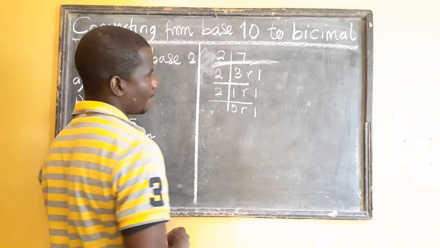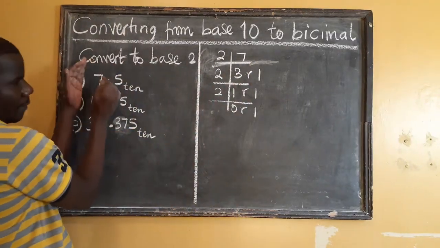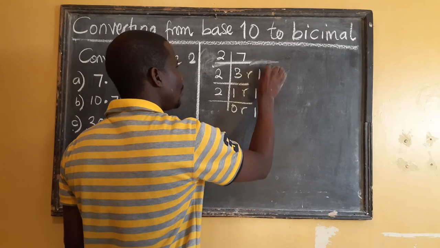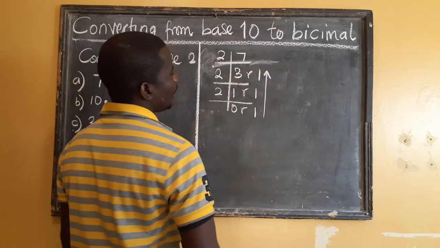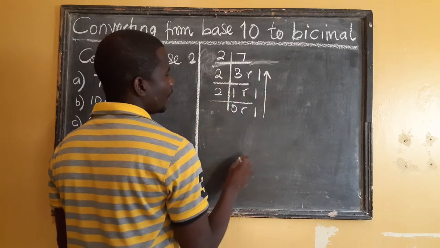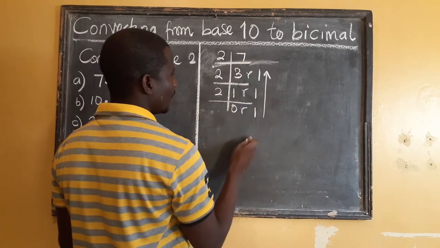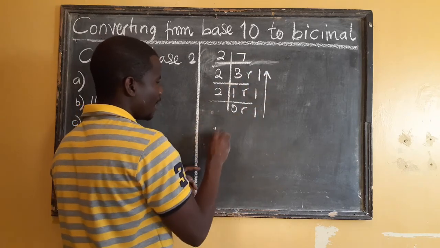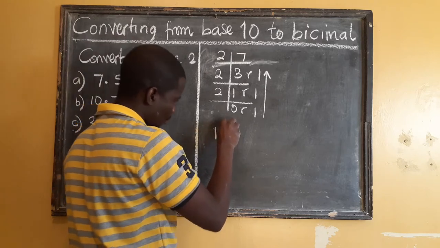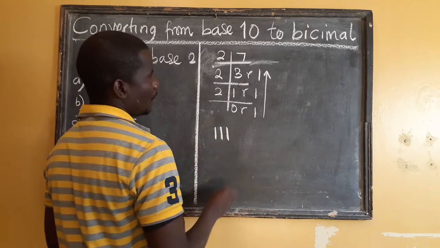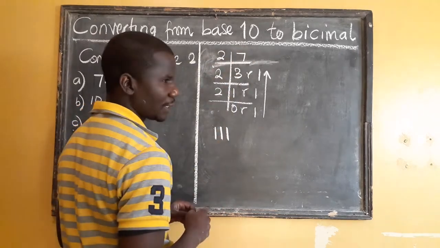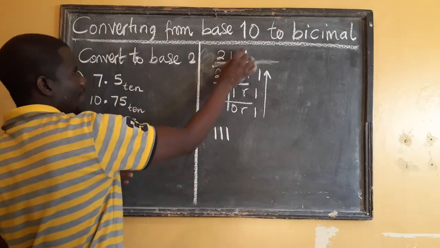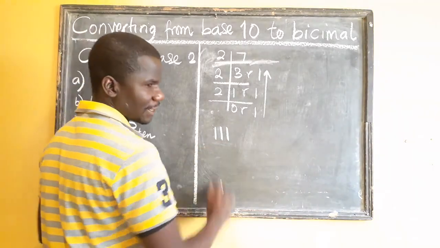Are you getting me? For the whole number, this part. So this is what we are going to get. And how do we get this one? You have to write it this way. How do you write the final answer? You start with 1, 1, and 1. That is what 7 is in base 2. This number 7, when you convert it to base 2, it will give us this number.